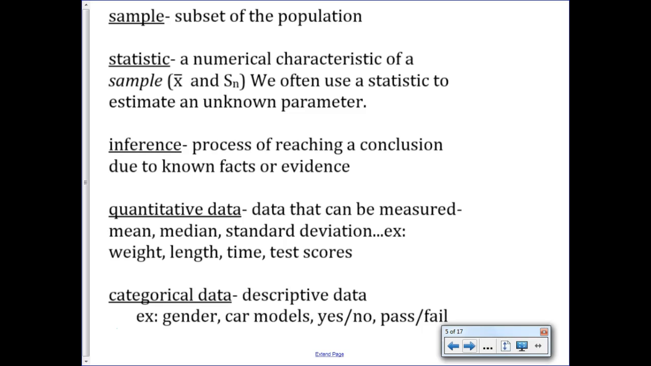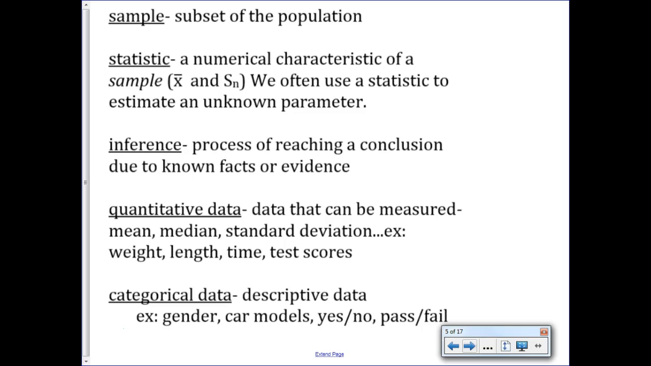and we're going to talk about a few different types of samples that we can get to collect data. A statistic is a numerical characteristic of a sample. So the mean is a numerical characteristic. We often use a statistic to estimate an unknown parameter.